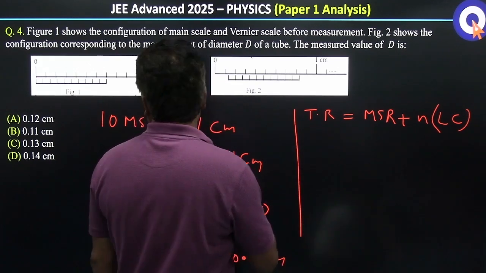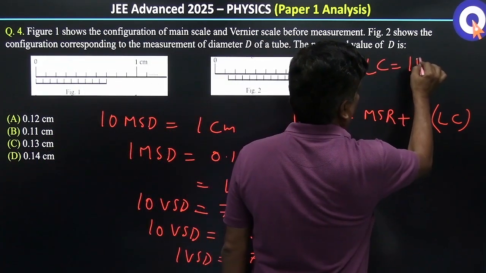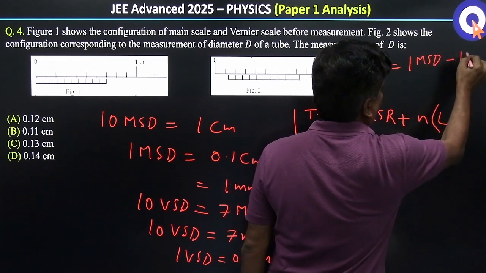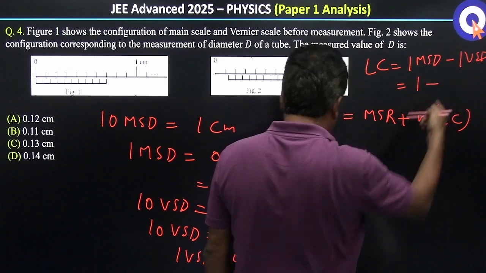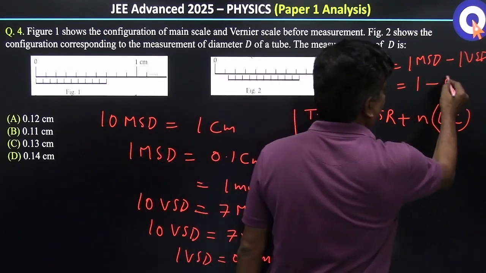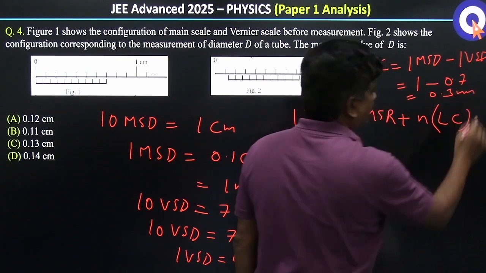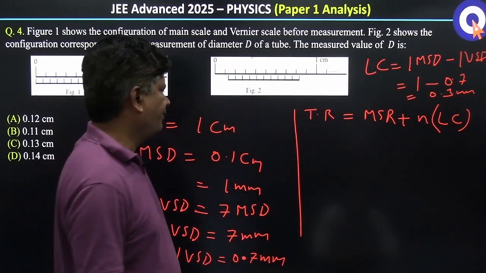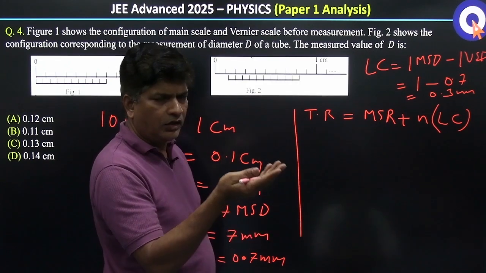Now what is the formula for least count of a vernier calipers? It is 1 MSD, main scale division, minus 1 VSD. 1 MSD is 1 millimeter, and 1 VSD, vernier scale division, we got as 0.7. So the value would be 0.3 millimeters, which is the least count of the given vernier calipers. And main scale reading is obviously the reading on the main scale.